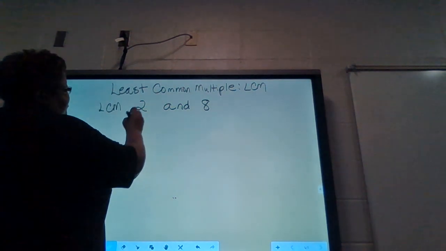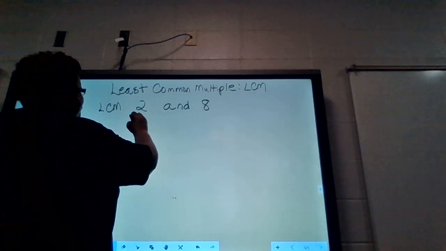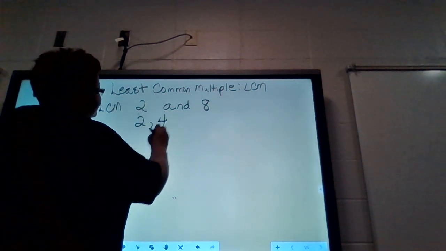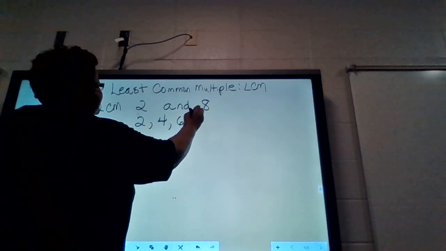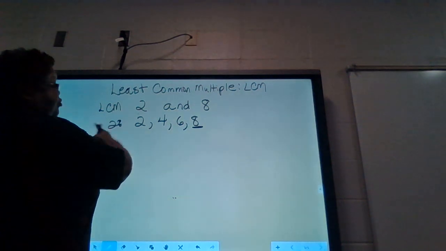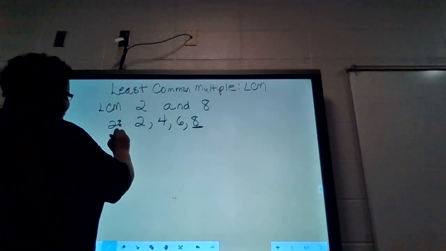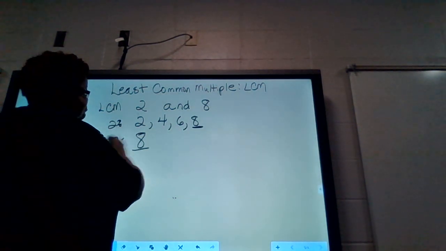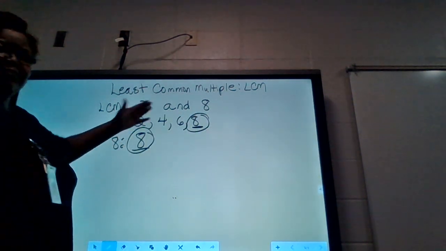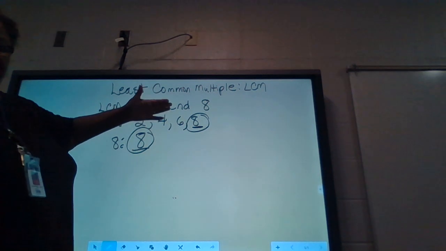So let's multiply 2. 2 times 1 is 2. 2 times 2 is 4. 2 times 3 is 6. And 2 times 4 is 8. So those are its multiples. So let's do 8. 8 times 1 is 8. So we got an 8 here and an 8 here. That's the smallest number that will go into both of them.